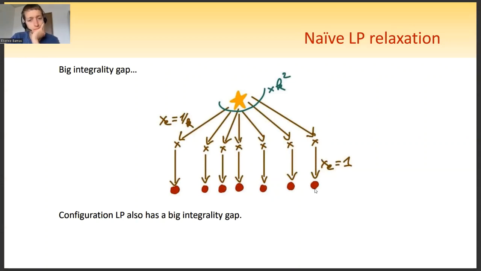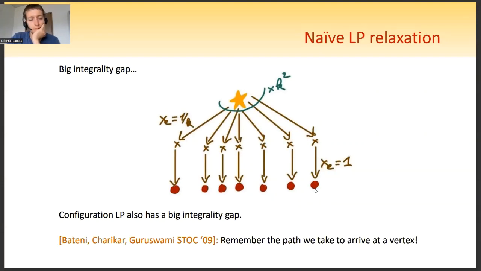Okay, so the idea to get around that problem that appears in previous work is basically that the previous authors noticed that somehow you need to remember not only one variable per edge, but you need one variable per path. You need somehow to remember the path that you took to arrive at every vertex.